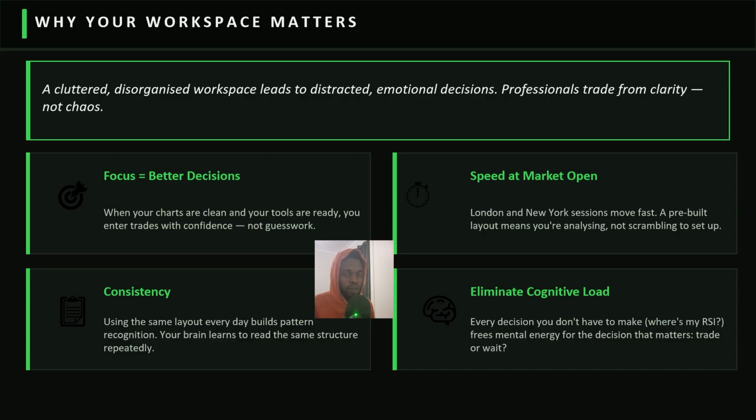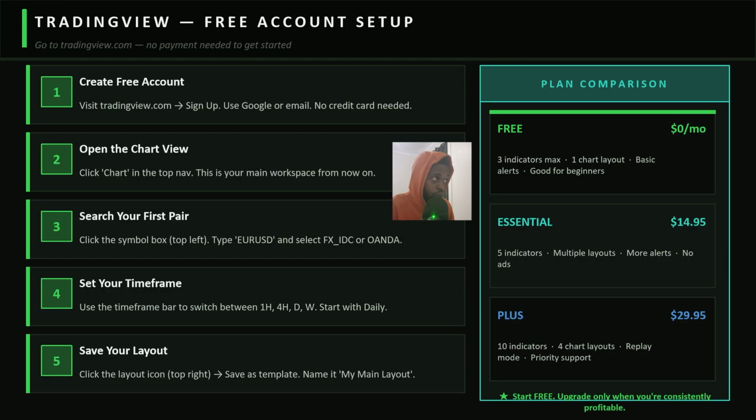So actually when you organize, you have your trading plan. You are organized in such a way that a setup that doesn't fit your trading plan, you would be able to omit it. So, TradingView, a free account setup.